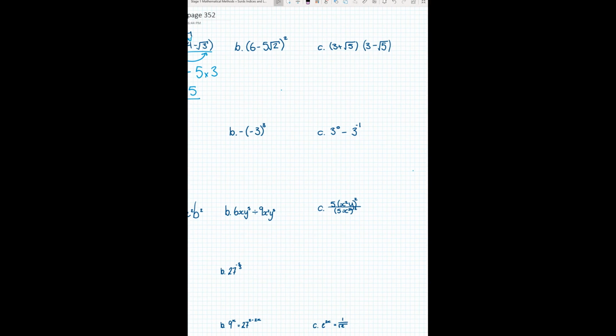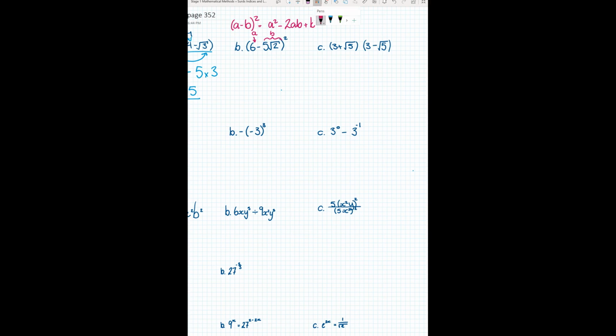Okay, our next question here, we can identify straight away as being a perfect square. So we know we're going to want to use our perfect square rule. So our perfect square rule says a minus b all squared is equal to a squared minus 2ab plus b squared. And in this instance, our a term is here and our b term is here.